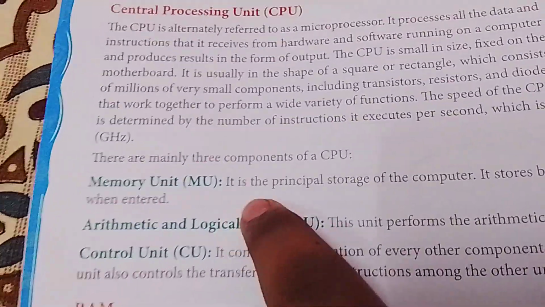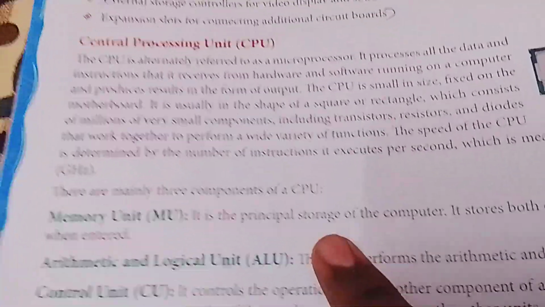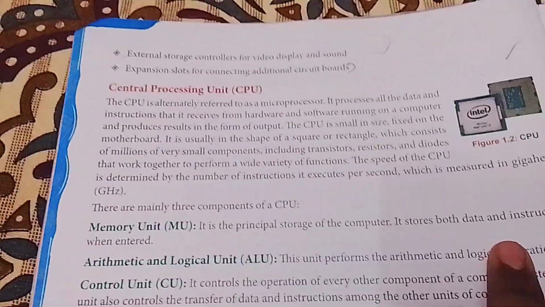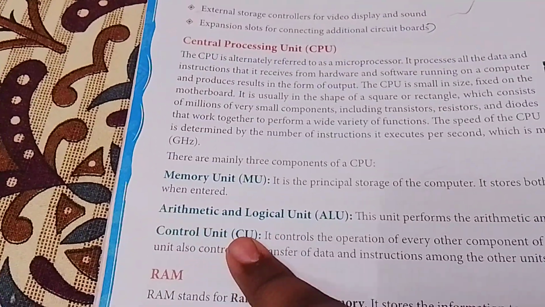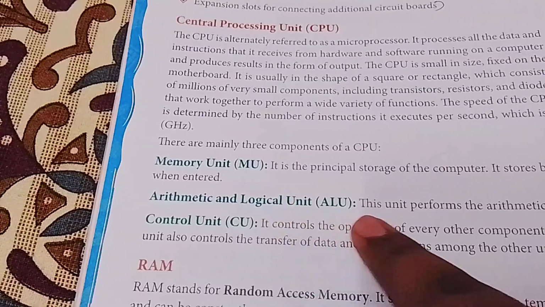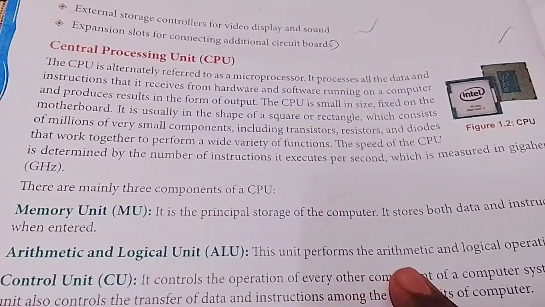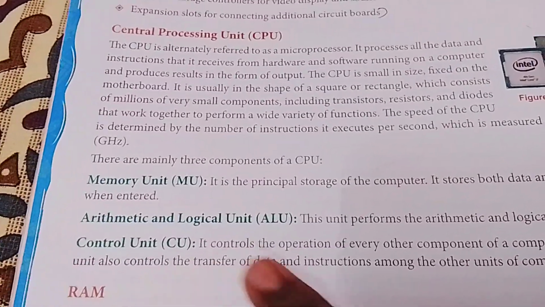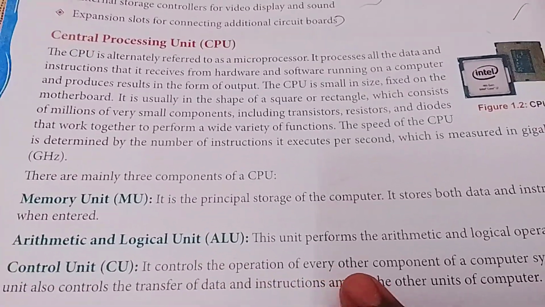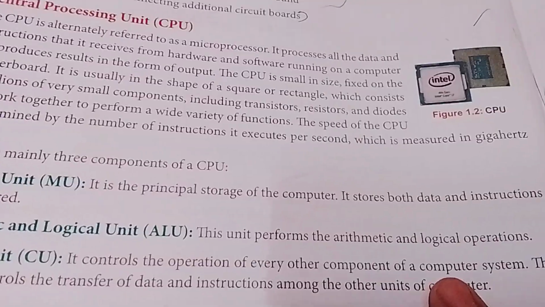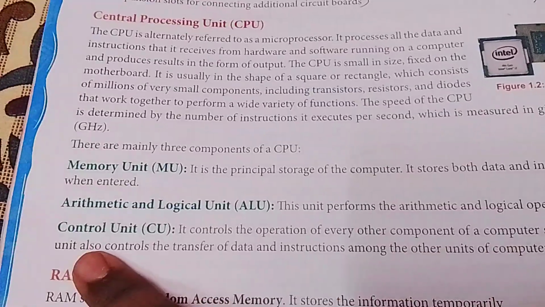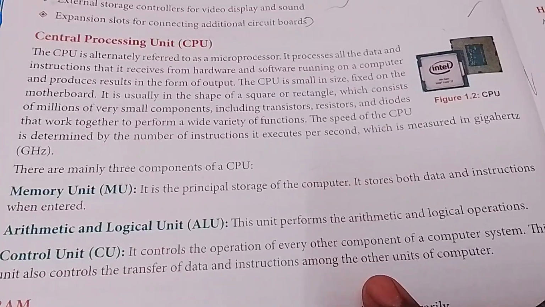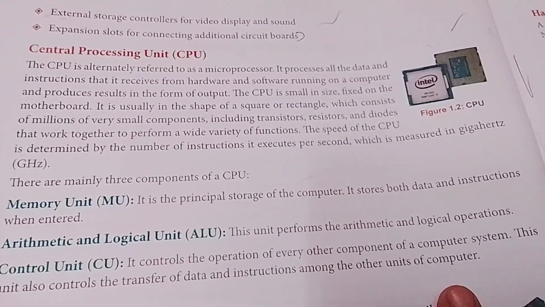There are mainly three components of the CPU. Memory unit, MU. It is the principal storage of the computer. It stores both data and instructions. Arithmetic and logical unit. This unit performs the arithmetic and logical operations. Control unit. It controls the operations of every other component of a computer system. This unit also controls the transfer of data and instructions among the other units of the computer.